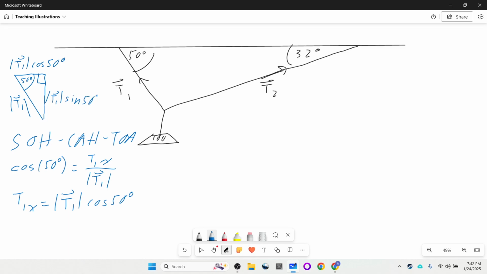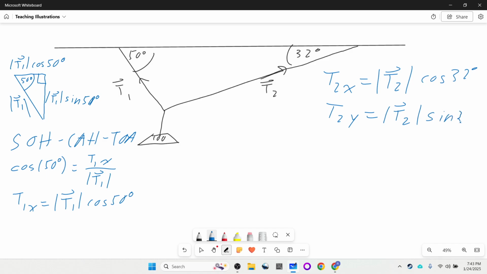And this is pretty common. Usually cosine is x and sine is y. That's just the way that we usually arrange things. It comes out that way. So then T2, let's see, how do we do this? Okay. So then T2x would be the length of T2 times cosine of 32 degrees. And T2y, and I'm not drawing the triangle this time, would be length of T2 sine 32 degrees.